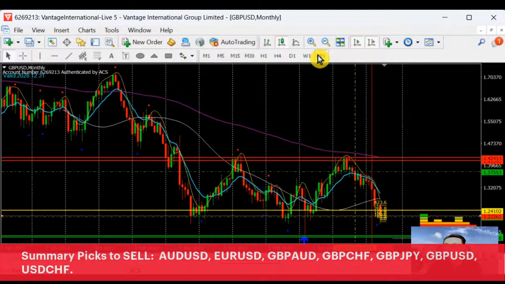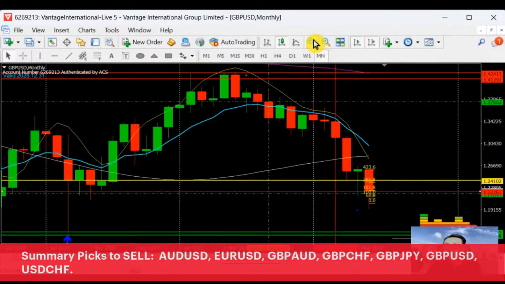Monthly time frame, go to the candle on the monthly time frame. Is that on the monthly time frame?